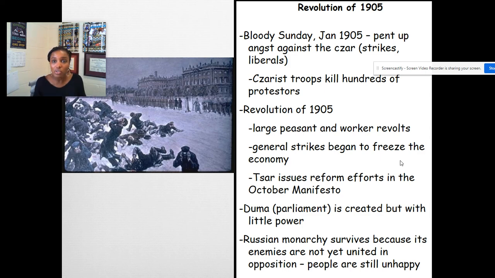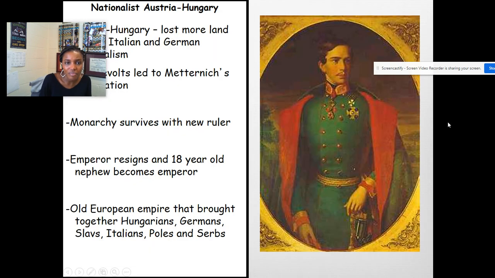Russia is in shambles. People are still unhappy. So make sure you know and star Bloody Sunday, which is again a protest and uprising as a result of all of the anger against a slow system and the Tsar.